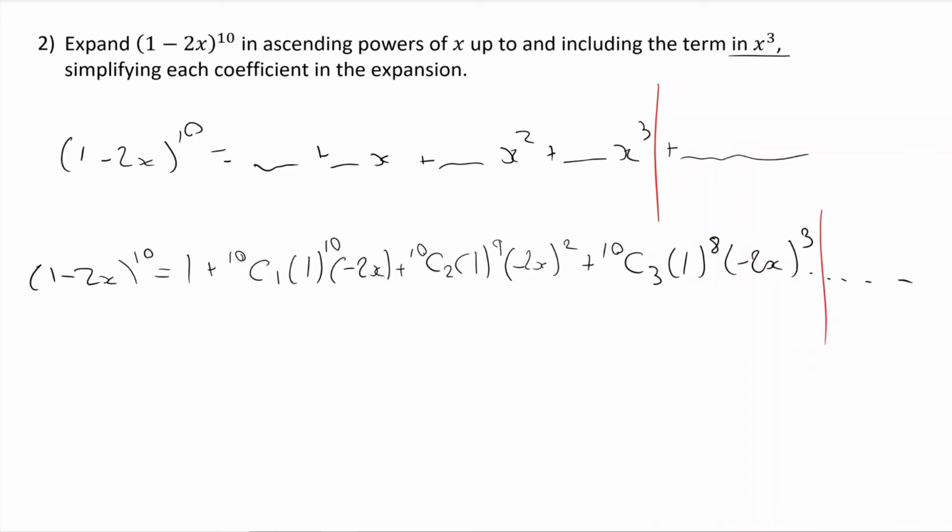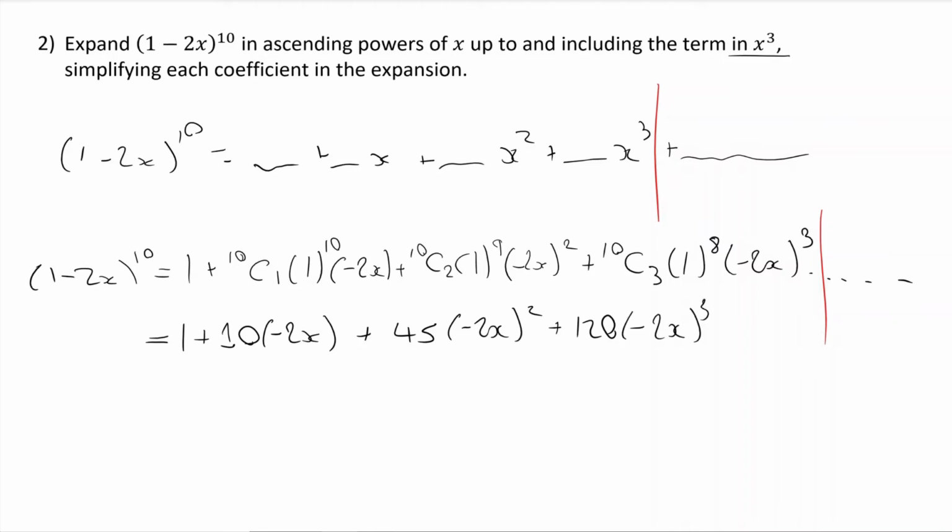Now to simplify this even more, we have 1 plus 10c1, which is 10, and 1 to the power of 10 is just 1, so we don't even have to include that, times minus 2x, plus 10c2, which is 45, multiplied by minus 2x squared. And for the fourth and final term, we have 10c3, which is 120, multiplied by minus 2x cubed. And then to finally expand this in its final form, we've got 1 minus 20x plus 180x squared minus 960x cubed.